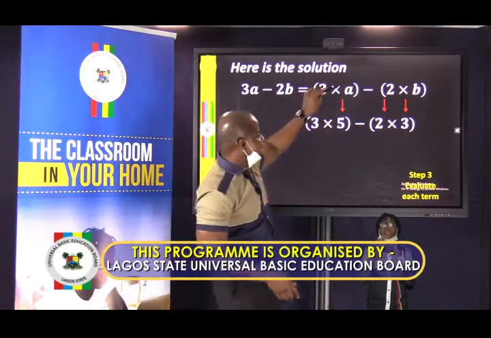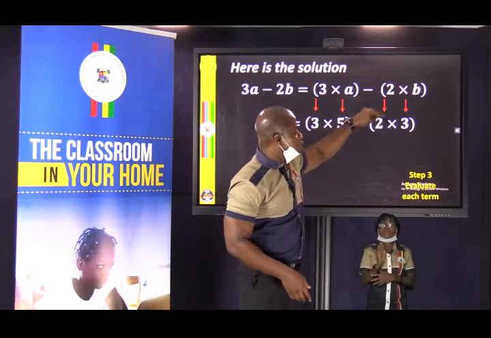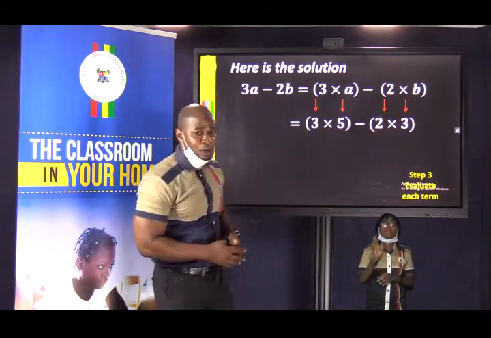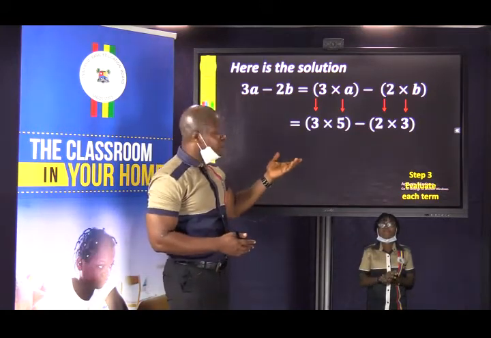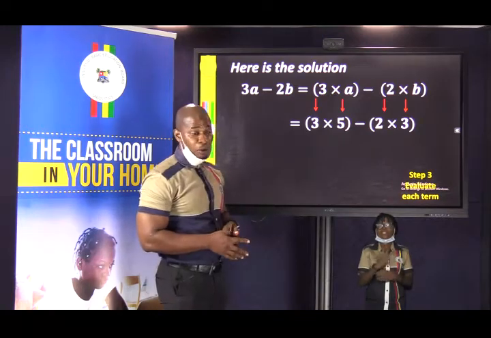So instead of writing a, I replace that with 5. Minus comes down, 2 comes down, multiplication comes down. But instead of writing b, I write 5. Now I will have to evaluate each term inside each bracket to know the value for each term.